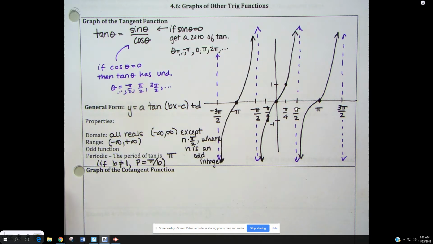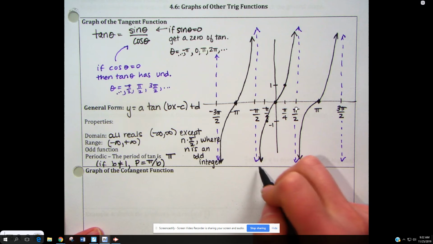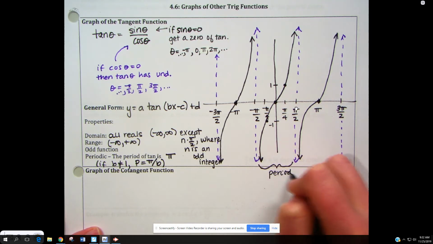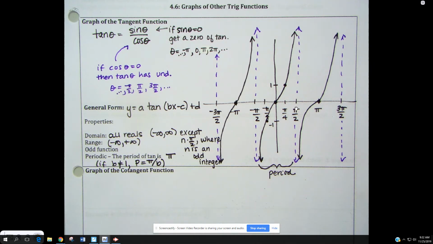And then again, this is an odd function. It has rotational symmetry about the origin, right? So again, I'm just going to sketch this in. The period is the distance between any two asymptotes.